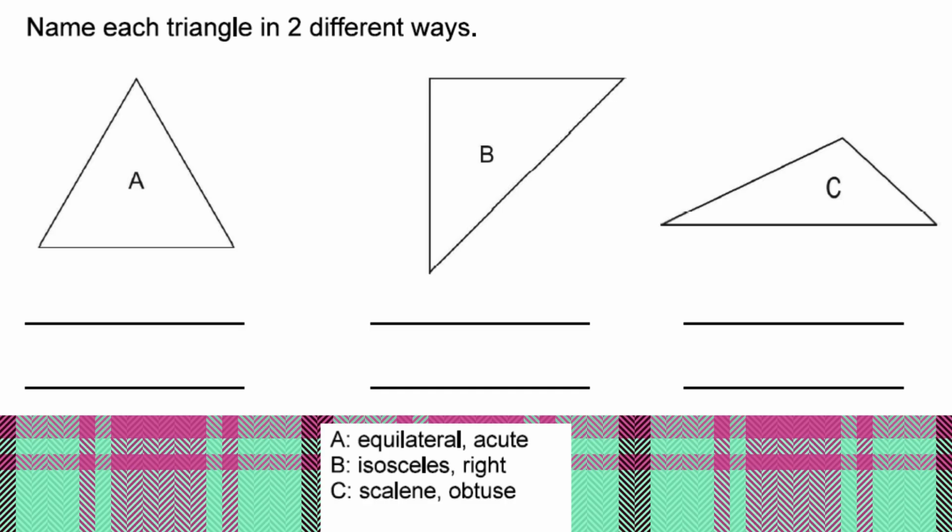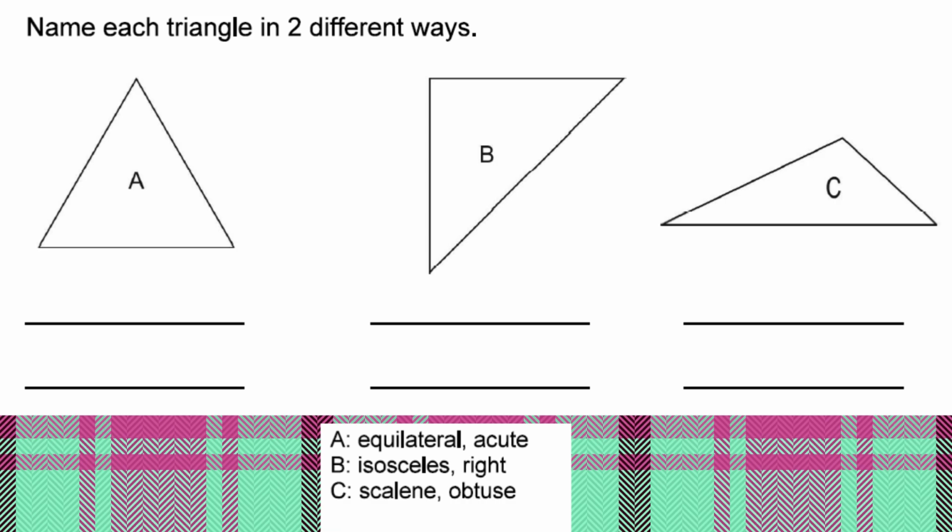Another way is looking just at the angles. All of the angles in an equilateral triangle are less than 90 degrees. Therefore, this triangle is also an acute triangle.